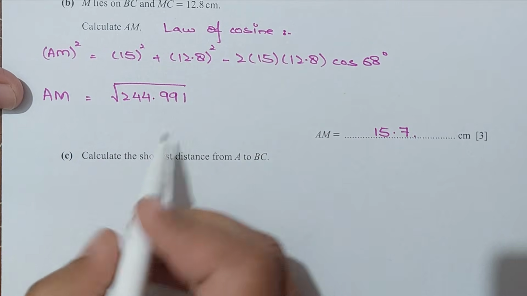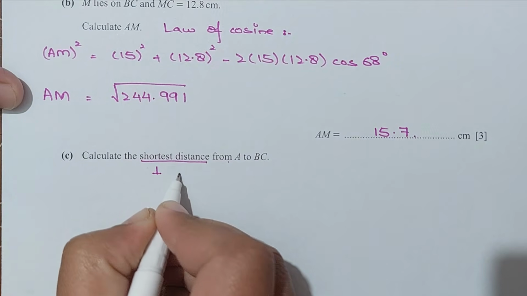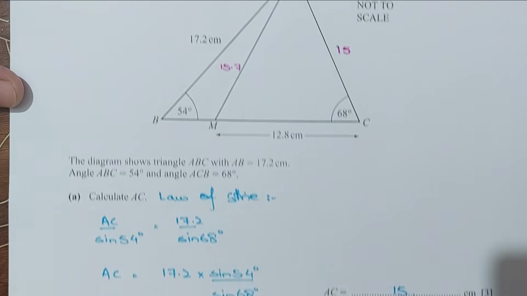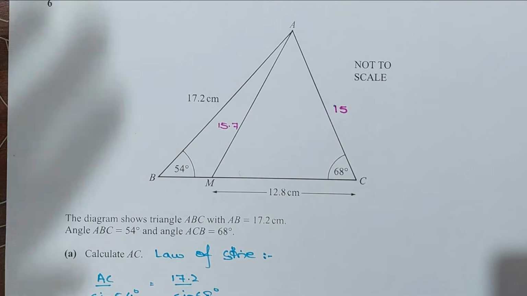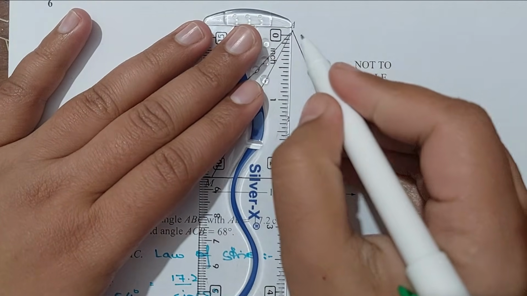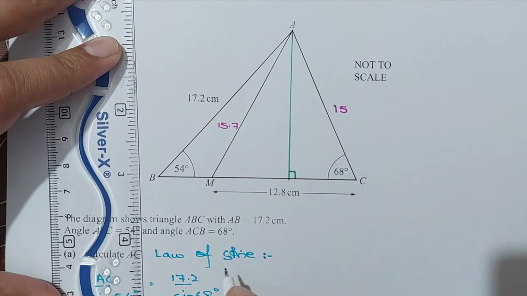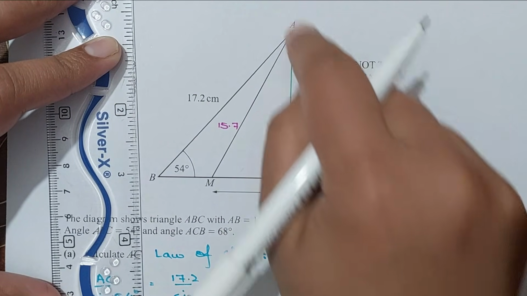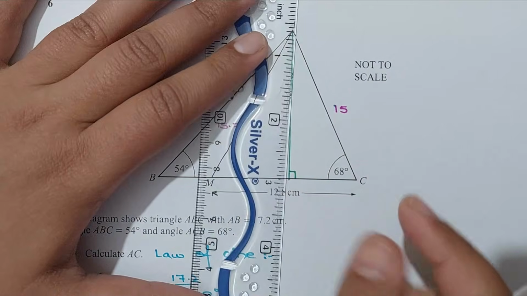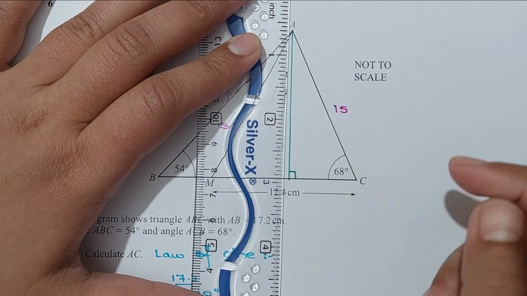Now for part C, calculate the shortest distance from A to BC. Shortest distance is always a perpendicular distance, right? From A to BC. This is BC. Let me draw the shortest distance. This is the shortest distance, which is a perpendicular distance. We have this angle, we have this side. Let me solve for this. This is a right angle triangle now. Considering this A, this, let's say O and C, it's a right angle triangle.